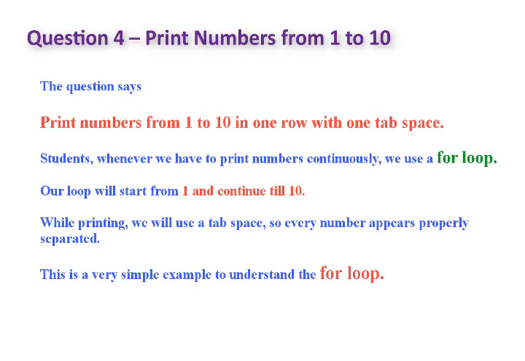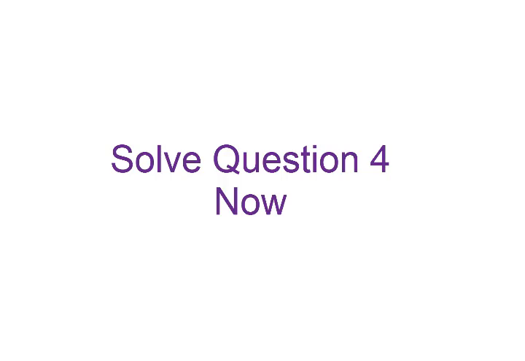Now let's move to question number 4. The question says print numbers from 1 to 10 in one row with one tab space. Students, whenever we have to print numbers continuously, we use a for loop. Our loop will start from 1 and continue till 10. While printing, we will use a tab space, so every number appears properly separated. This is a very simple example to understand the for loop. Now look at the code displayed on your screen.